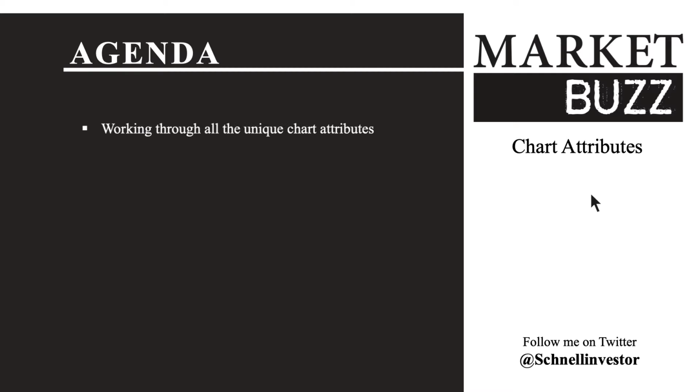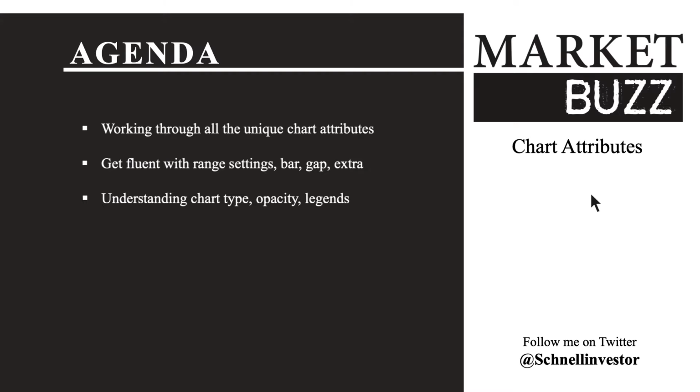So we're going to work through all the unique chart attributes, getting fluent with range settings, bar, gap, and extra. What do those funny words mean? I'll be able to help you with that. Understanding the chart type, opacity, and legends. Those are obviously one of the biggest variables. Some people like candlesticks, some people like other types of charts. So we're going to cover those off.